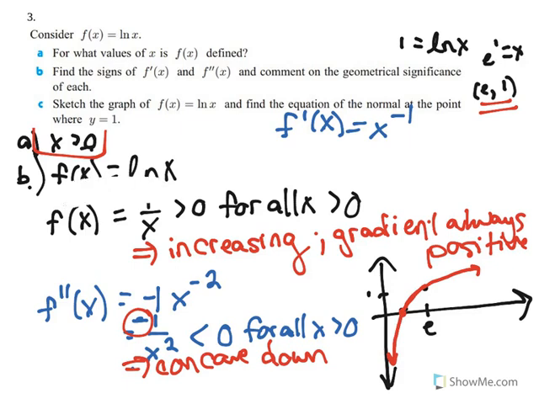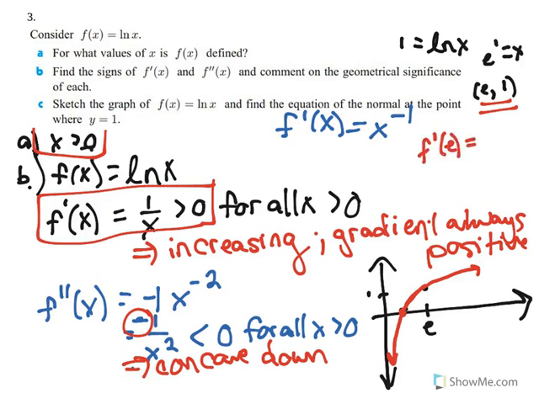So here's my derivative function. To find the slope at the point (e, 1), I put e in for x, and I get f prime of e, which is the slope at e, is 1 over e. So therefore, my equation in point-slope form, which is part C, is y minus 1 equals m times x minus e.